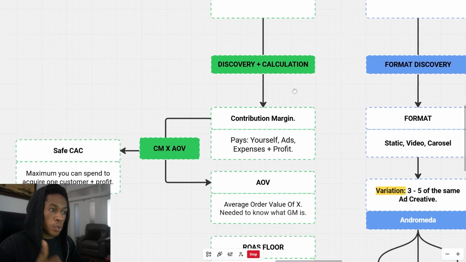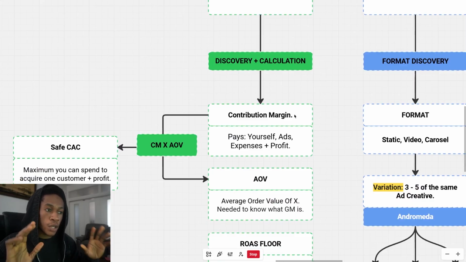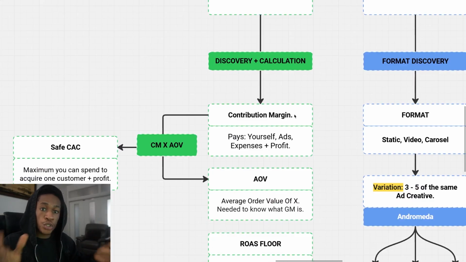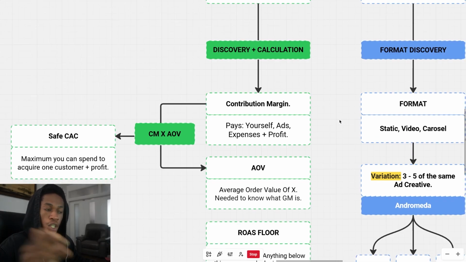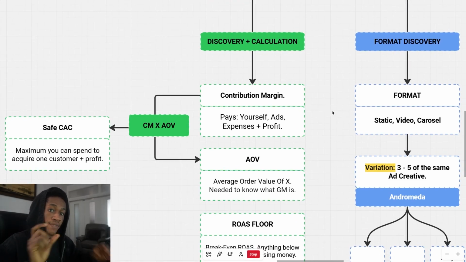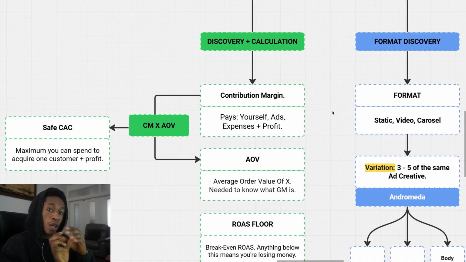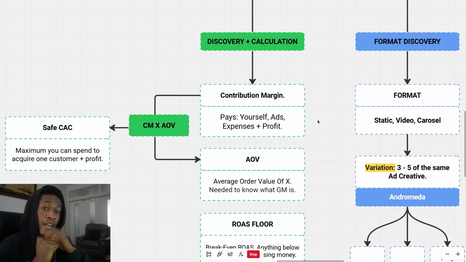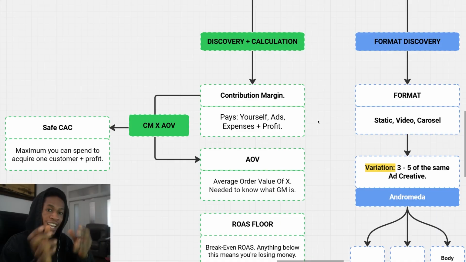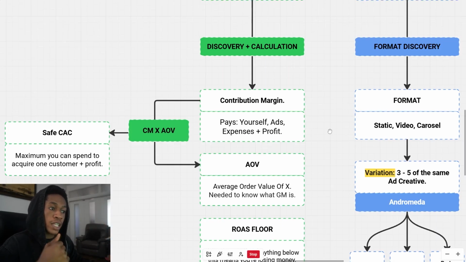The number one thing we're looking at here is the contribution margin. I don't want to confuse you with all these terms, so I'll break it down. A contribution margin is one of the most important numbers you need to calculate if you want to run ads. Think about it like this: the margin, the amount of money you hold after every sale when you're running ads, is the thing that pays yourself. It's the thing that actually accounts for ads. As the name suggests, you contribute that towards ads, your expenses and profit.